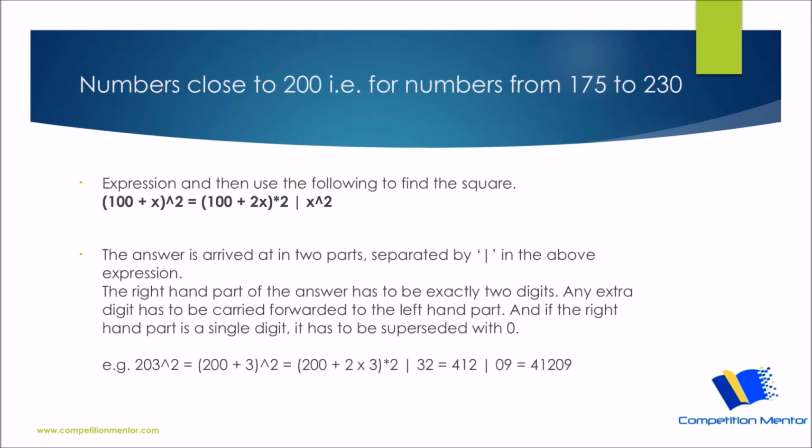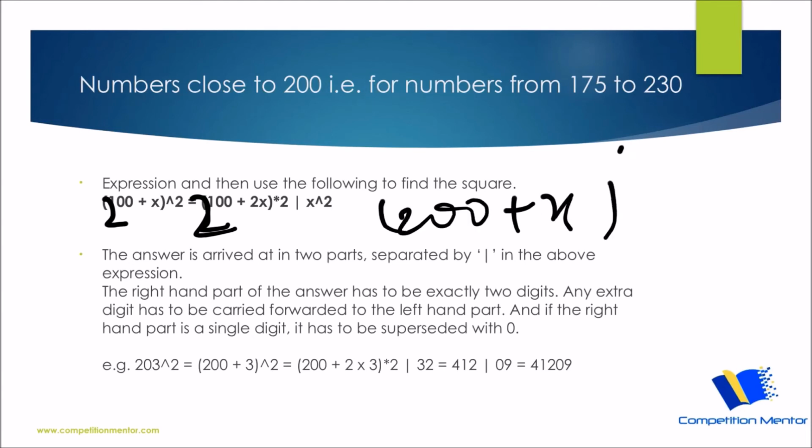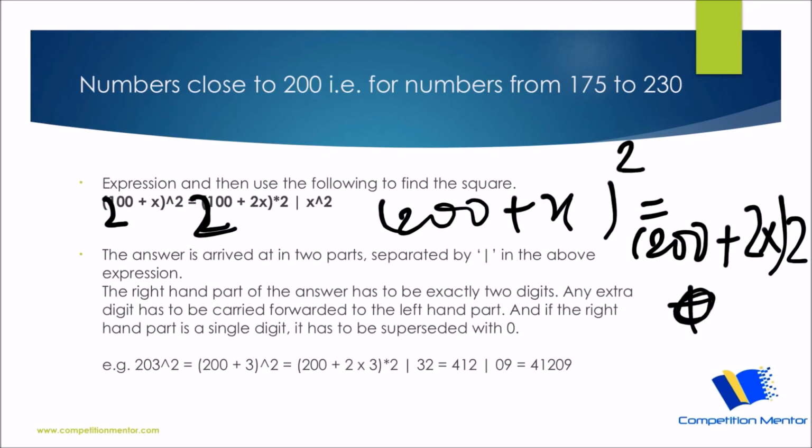Now similarly in this one, numbers close to 200, for numbers from 175 to 230. Again, there is a slight mistake here. It's 200 and it should be here as 200. By mistake there is 100. So consider 200 plus x whole square equals 200 plus 2x into 2 plus, that is this side, x square, right? So this is the expression.